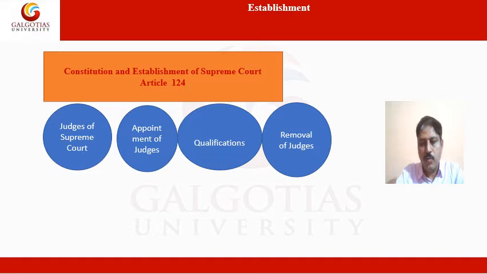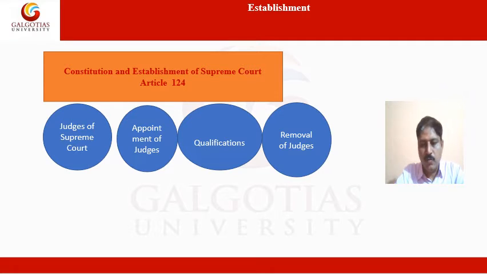The process of removal of the judge has been provided for in Article 124 clause 4 of the Constitution of India. It says that a judge of a Supreme Court shall not be removed from his office except by an order of the President passed after address by each House of the Parliament, supported by a majority of the total membership of the House and by a majority of not less than 2/3 of the members of that House present and voting.